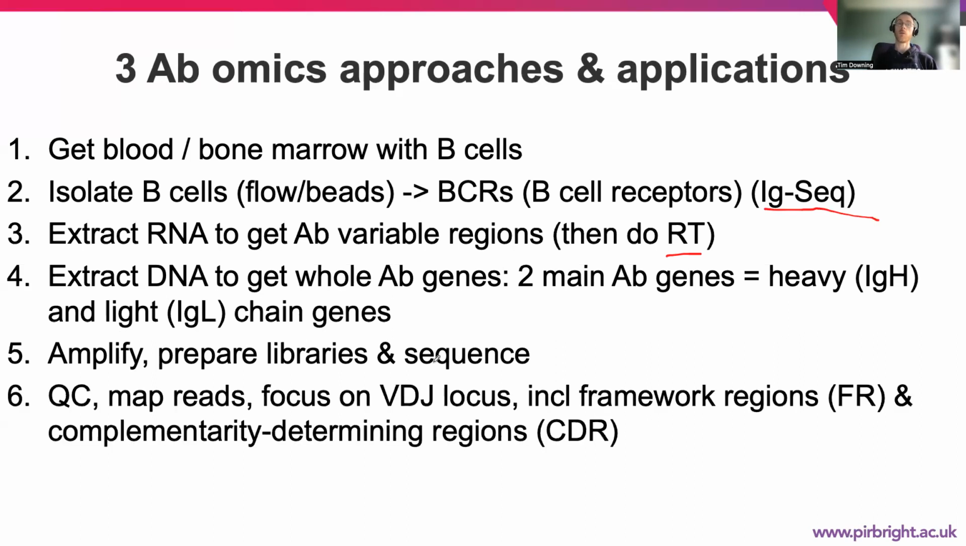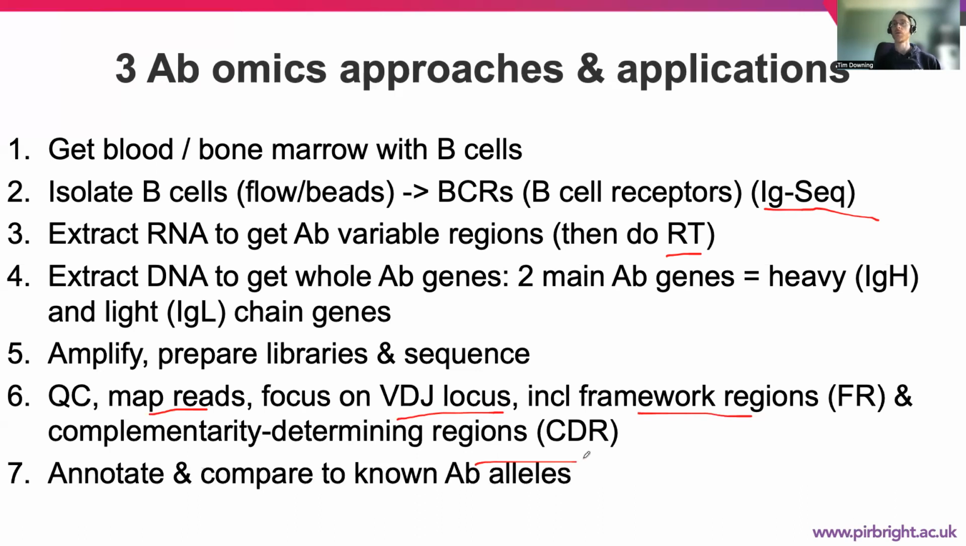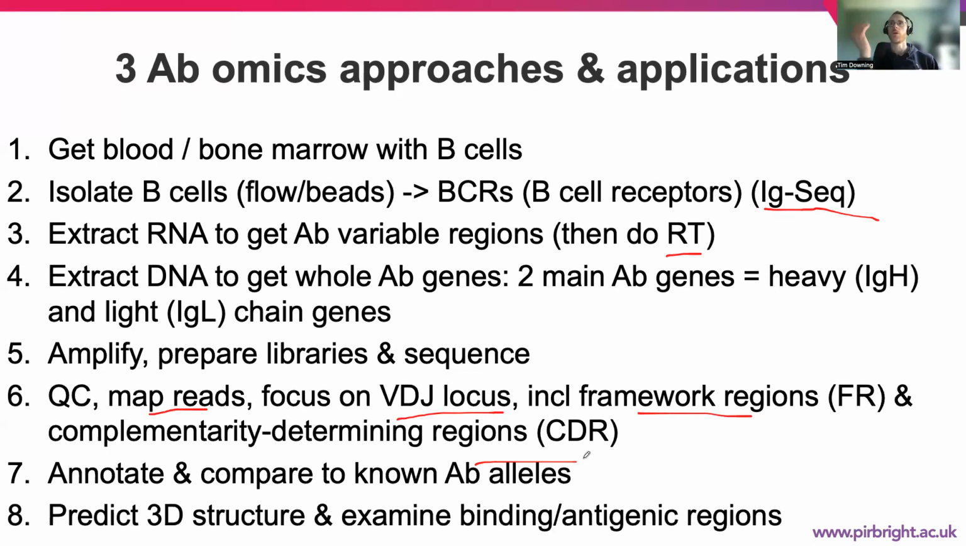The next step would then be to quality control that, map the reads to relevant alleles, and look at the diversity across different sets of sequences, which we'll touch on in this course. The focus will be on the VDJ locus as above, and that will include looking at the diversity of the framework regions and the CDRs as well. The next step will be to annotate and then compare them to known antibody alleles. Other options that we're not covering in this course would include looking at the 3D structure of the antibodies and examining the 3D structures and the molecular interactions of the binding and antigenic sites.